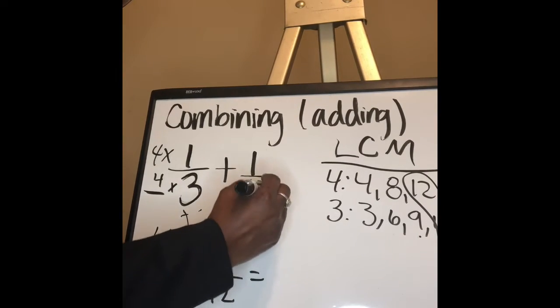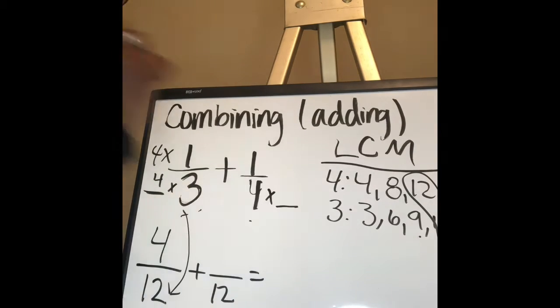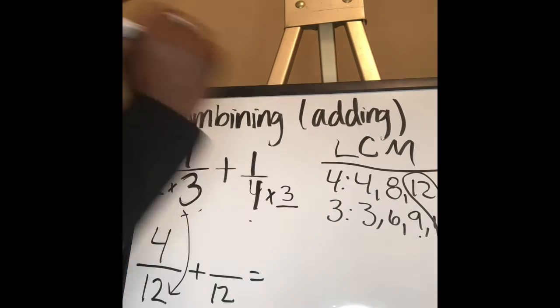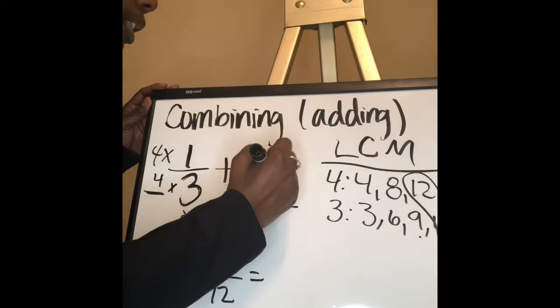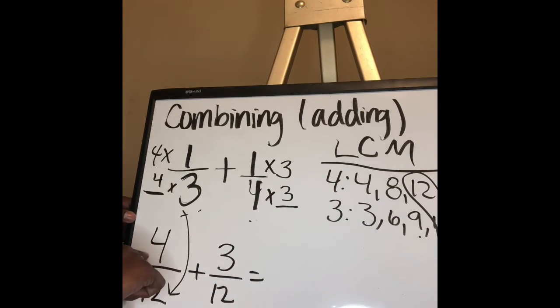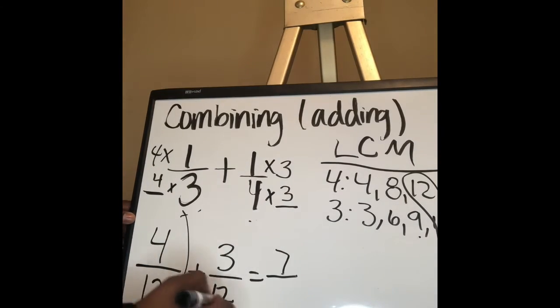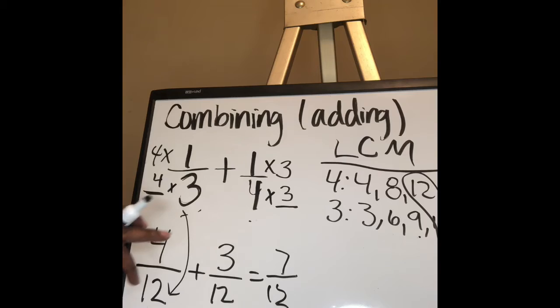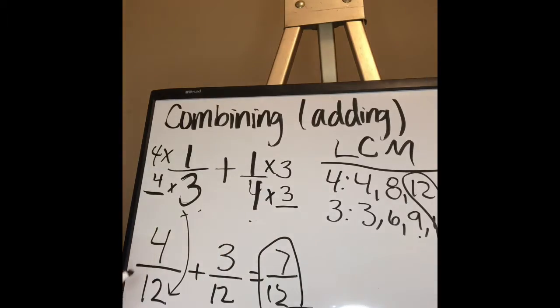So then, Genesis, tell me how many times I need to multiply 4 to get to 12. Good job, Genesis. 4 times 3. And whatever we do to the bottom, we must do to the top. 1 times 3. So now we have 4 plus 3 is equal to 7. And the denominator stays the same. And that is 12. Good job. So 1/3 plus 1/4 is 7/12.